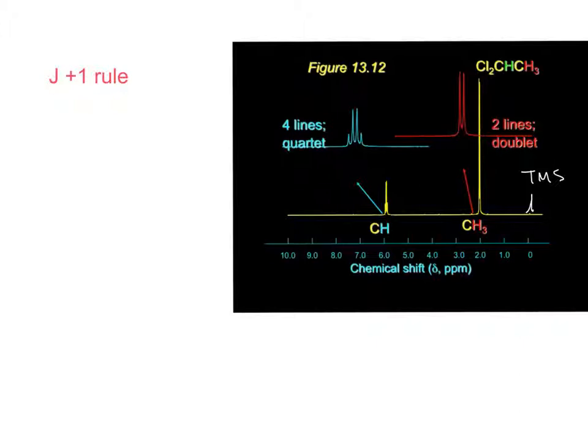The J+1 rule tells you the multiplicity, or the way that it splits. So what J is, is the number of hydrogens on adjacent carbons.